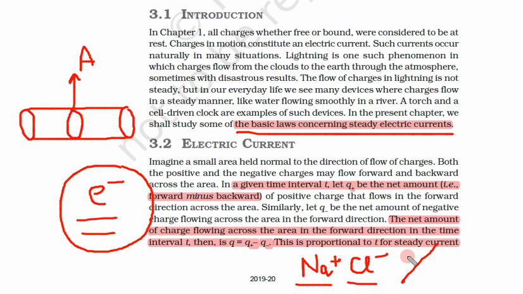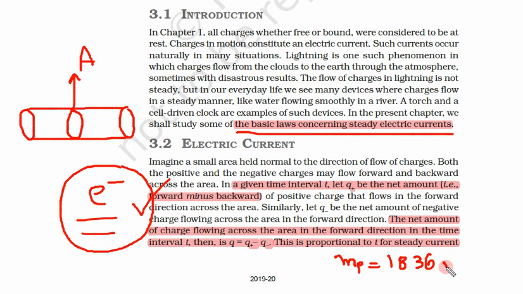So this is not the case. We are mainly concerned about the electrons. So what will happen when the charge carriers are electrons? Let us understand a few things. When the charge carriers are electrons, you know that the mass of an electron is quite low. The mass of a proton, or positive charge, is about 1836 times the mass of an electron. That means the electron is very light and the proton is very heavy.